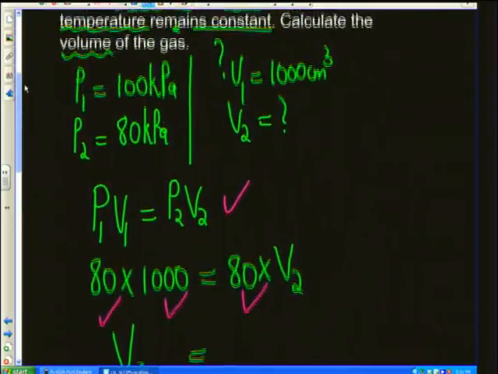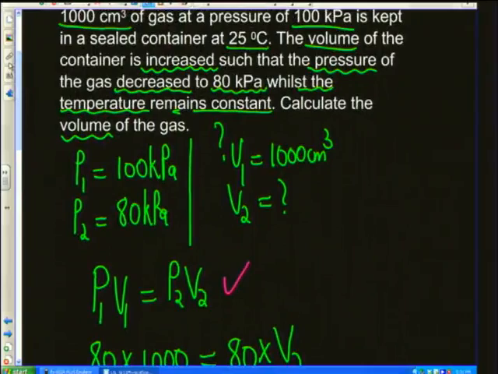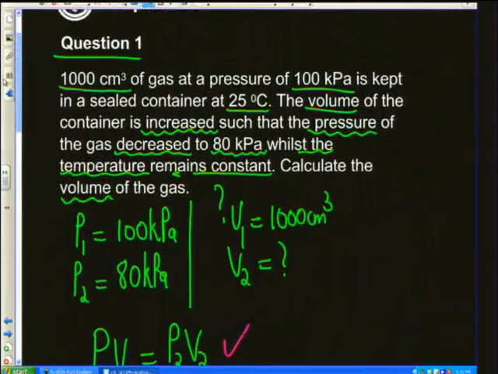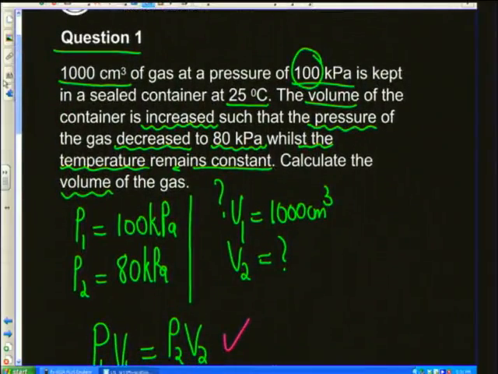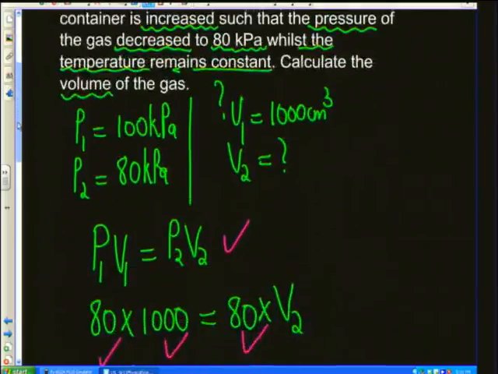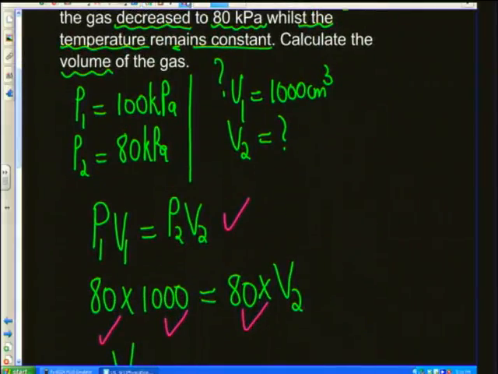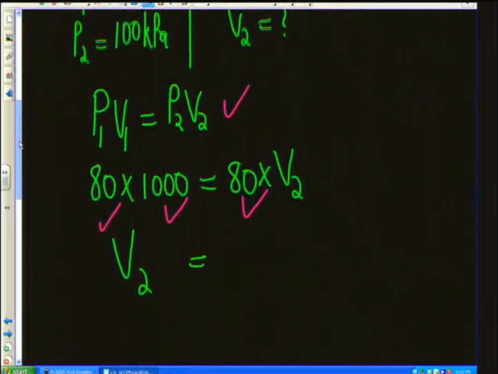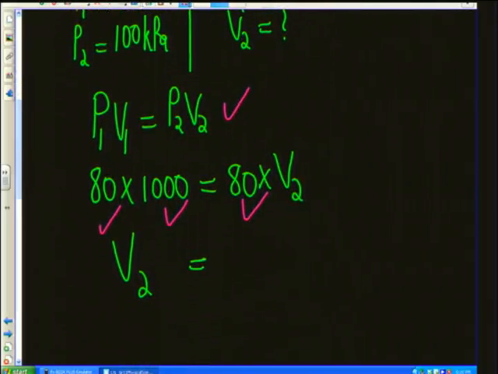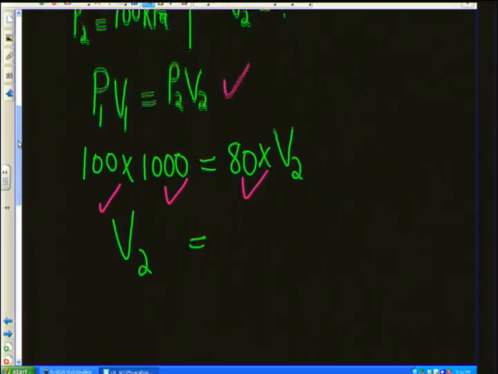Oh, I made a mistake with P1. I'm seeing my mistake now because I'm looking at that. P1 is 100, so this is 100 kilopascals. So we actually made a mistake there. This 80 here should be 100. That's my P1, that's my P2. So that's what we have.